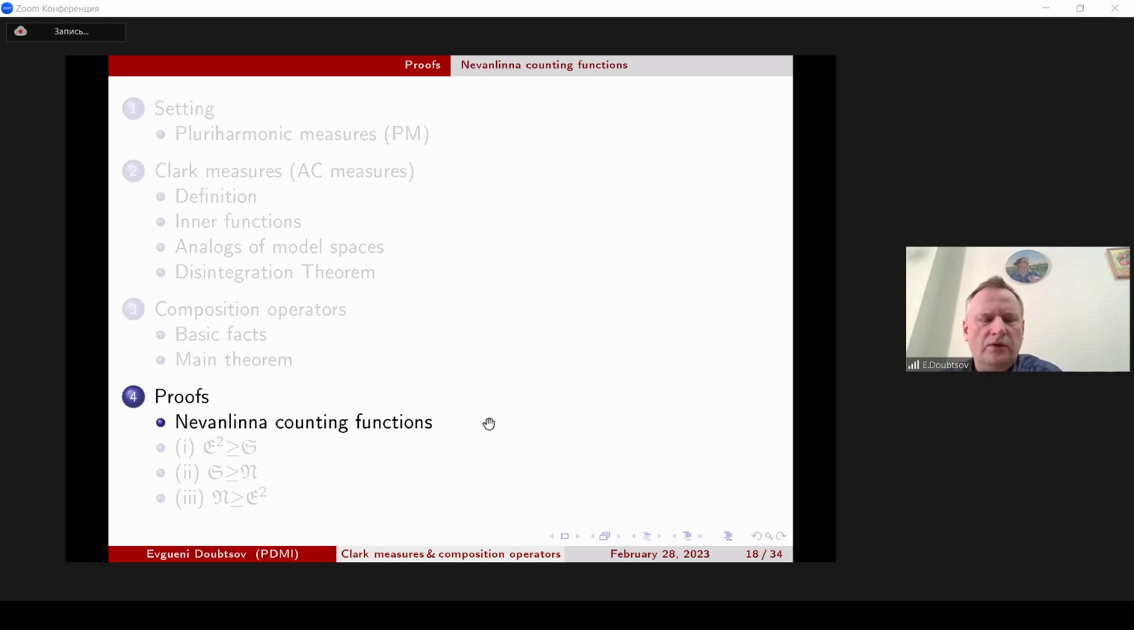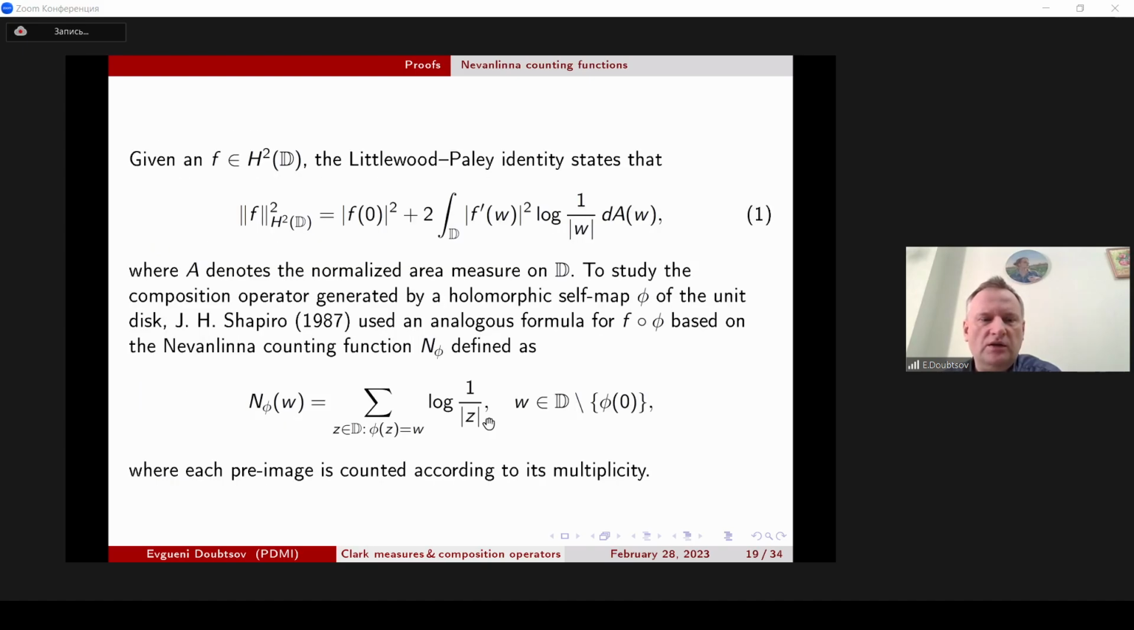one of the main technical tools is the so-called nonlinear counting functions, and exactly these functions were used by Joel Shapiro in 1987 to obtain the final solution of the corresponding problem in dimension 1. The main idea is that we have the very classical Littlewood-Paley identity, which was proved approximately a century ago. If we compute, everything now is about H2, because H2 is a Hilbert space, and we obtain the exact value for the corresponding essential norm.